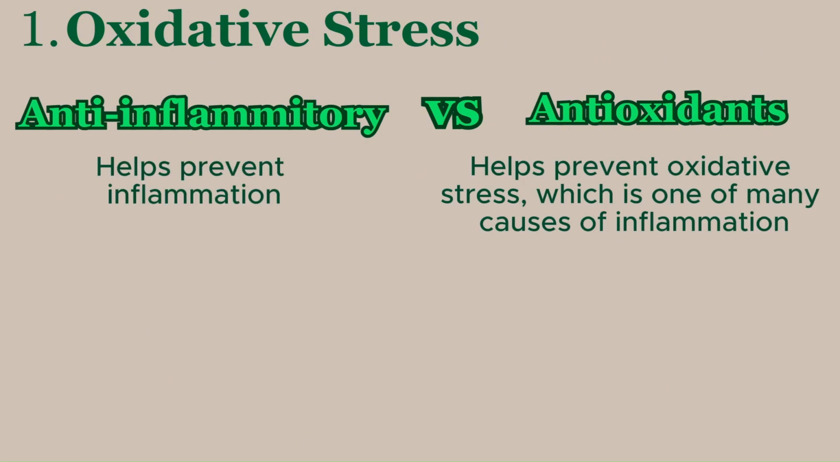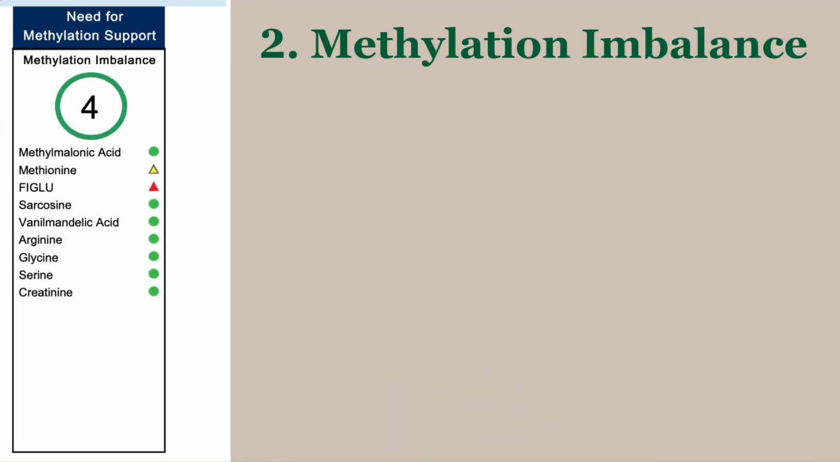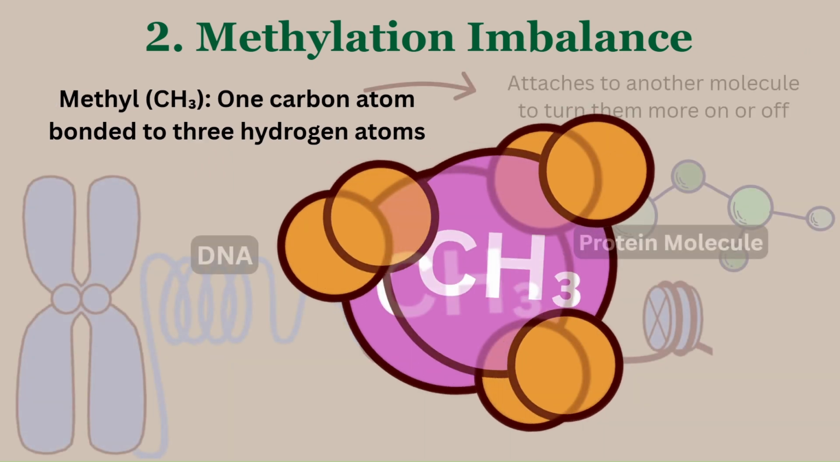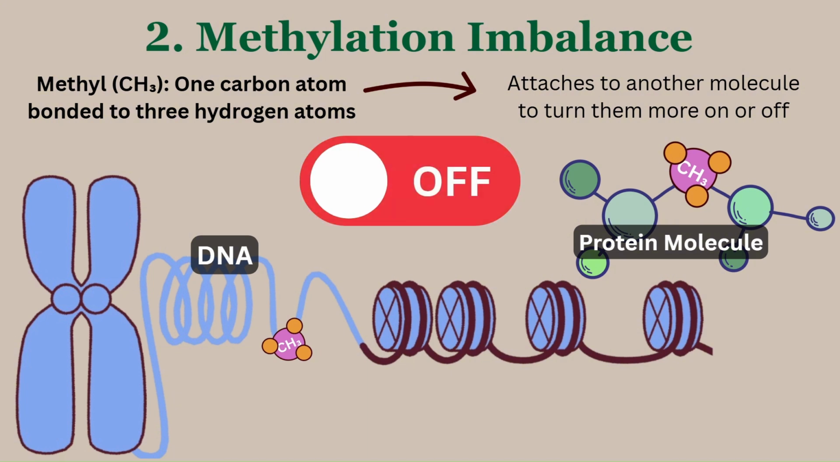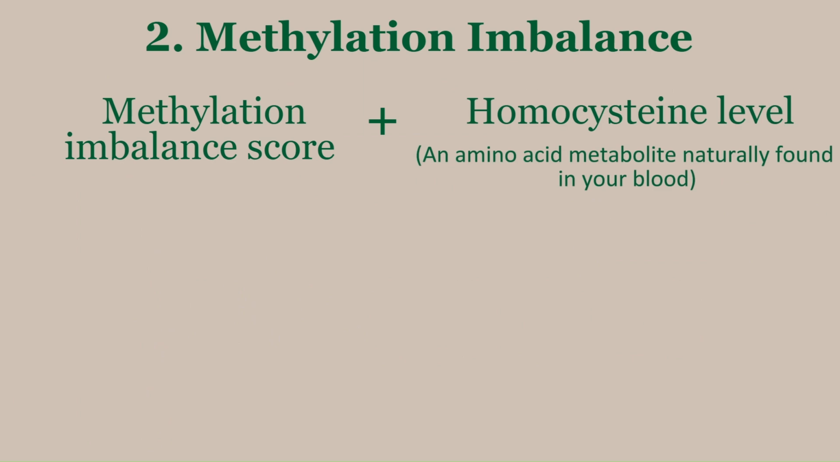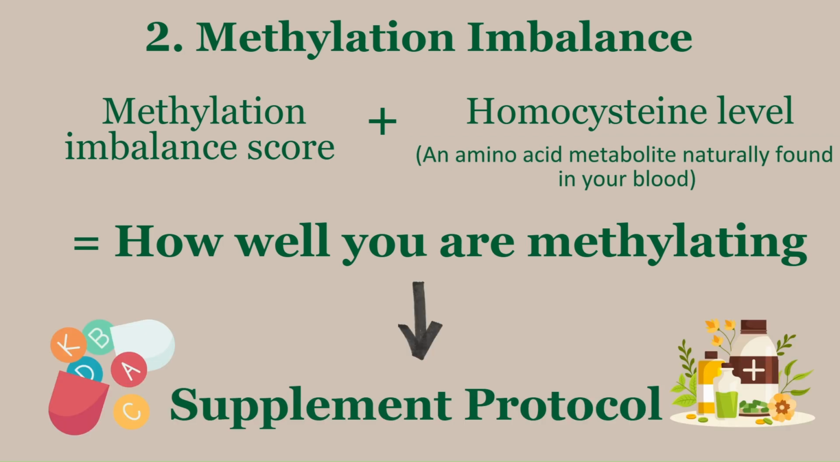The last category, called methylation imbalance, requires some clarification before we get into supplement protocols because it's not a common term. Methylation attaches and unattaches a methyl or carbon group to another molecule like your DNA or proteins to turn them more on or off. It's happening in you trillions of times per second, so it's critical to healthy cells and organs. We combine this methylation imbalance score and your homocysteine level to determine how well you're methylating. And that will help determine your supplement protocol.